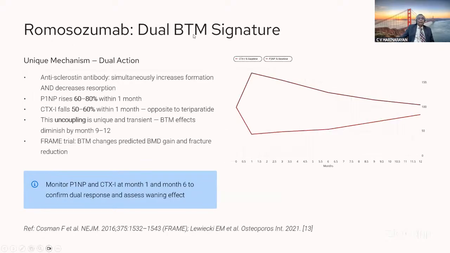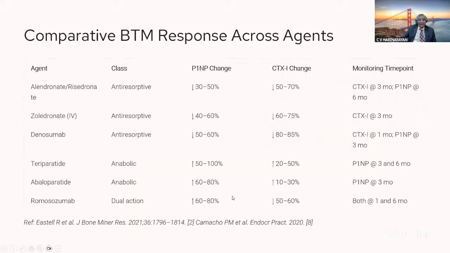Romosozumab has a dual bone turnover marker signature. It's an anti-sclerostin antibody that stimulates increased formation and decreases resorption. So the P1NP rises by 80% in the first month, and CTX falls by 60% in the first month, opposite to teriparatide. This uncoupling is unique and transient; the bone turnover marker effects diminish by 9 to 12 months. In the FRAME trial, the turnover marker changes predicted BMD gains and fracture reduction. So you have to monitor P1NP and CTX at the first month and 6 months to confirm the dual response and assess the waning effect of the drug.